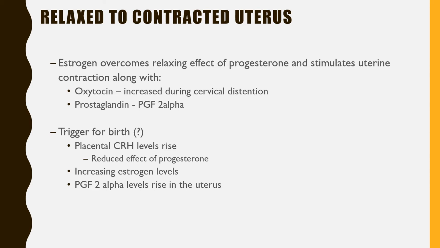Again, estrogen levels are increasing and PGF2 alpha rises in the uterus, again in response to oxytocin. So these may all go together, and instead of a single trigger, it might just be various biological mechanisms all coming together and maturing at the same time.